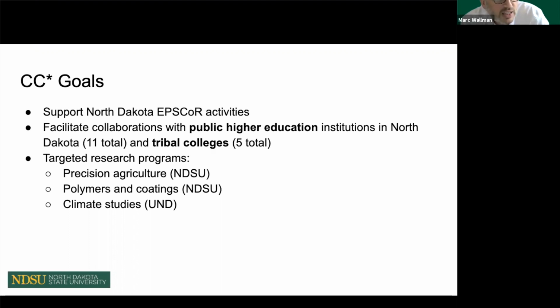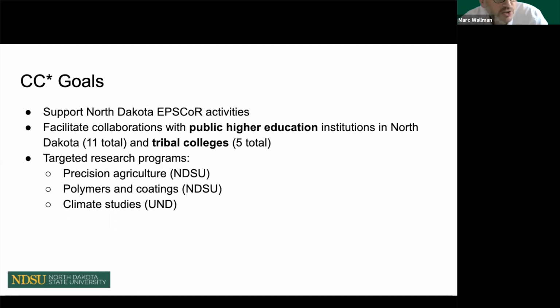We wanted to facilitate collaborations with public higher education institutions in the state of North Dakota. We have 11 public institutions. The research universities are NDSU and the University of North Dakota, and then also collaborations with our tribal colleges, and there are five of those. The EPSCoR activities also typically have a driver of participation from these smaller institutions. Also as a note, in North Dakota, collaborations of the research universities with these smaller regional publics are very much appreciated by the legislature. So we have some state politics driving us for collaborations in that direction.